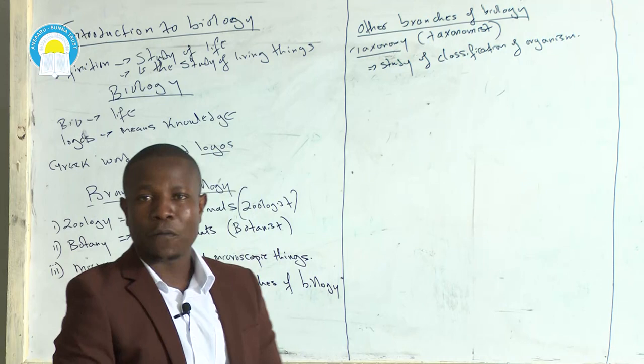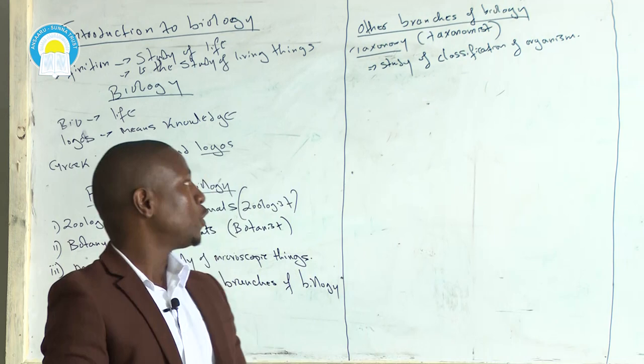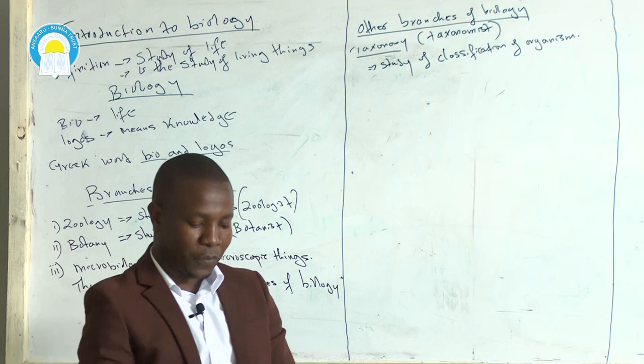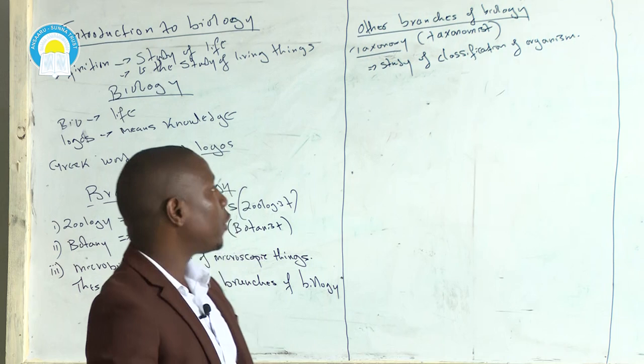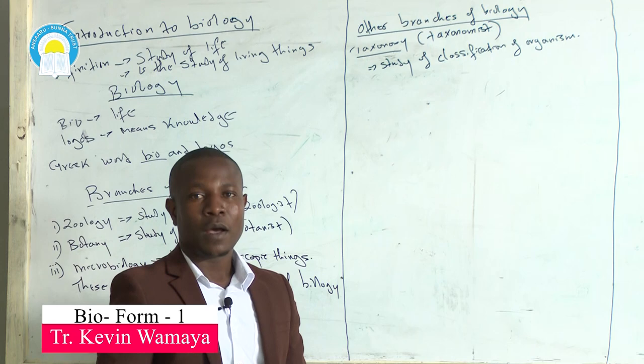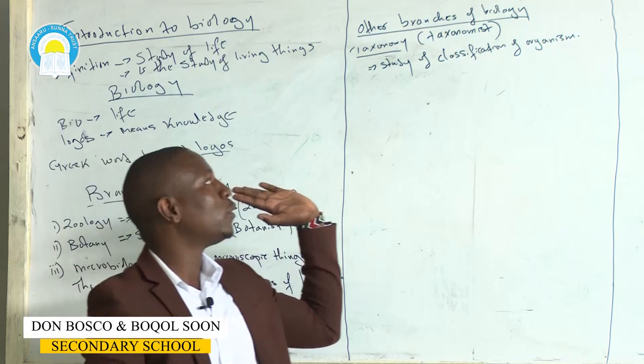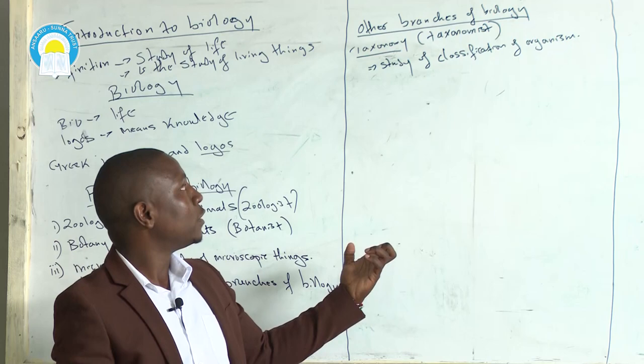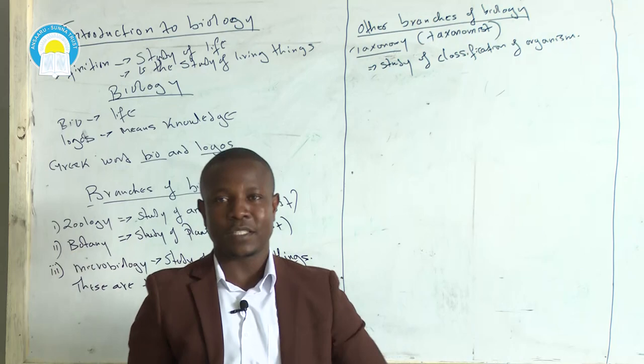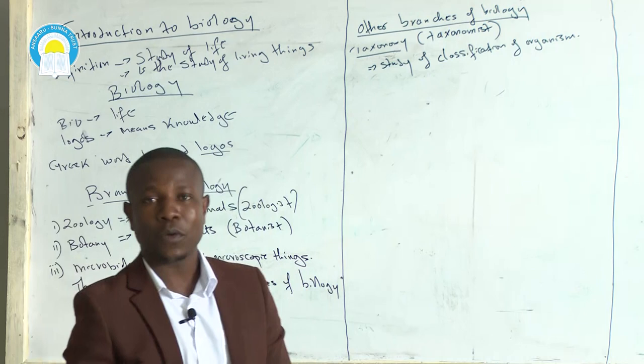When I talk about classification of organisms, we group different organisms into different groups depending on their structural and behavioral differences. For structural differences, we have animals with limbs and animals without limbs, animals with compound eyes and animals with simple eyes, vertebrates and invertebrates. So we classify them into different groups, and also behavioral groups.